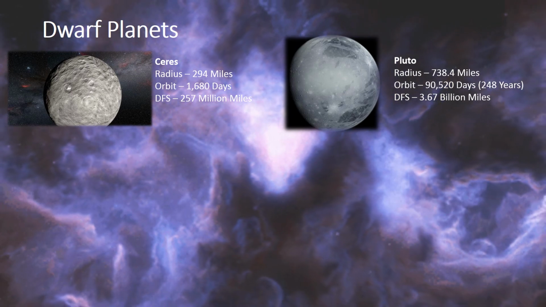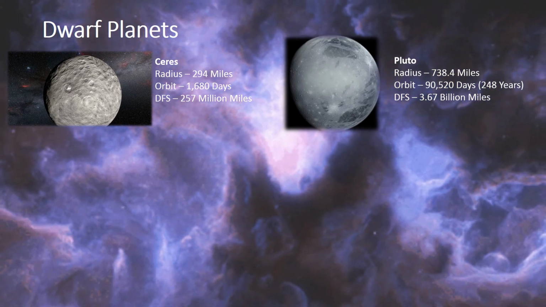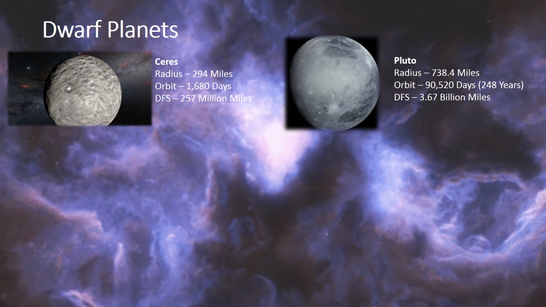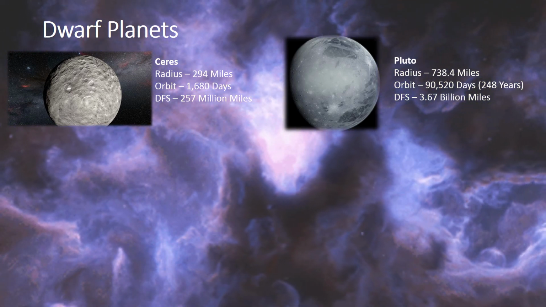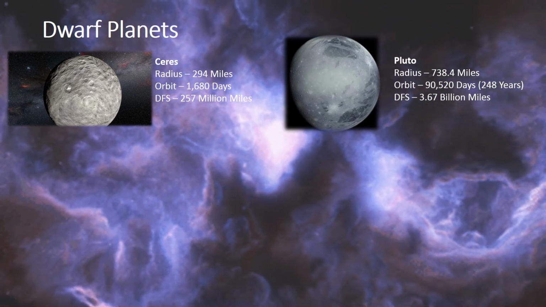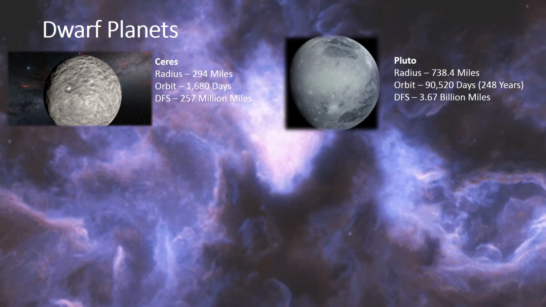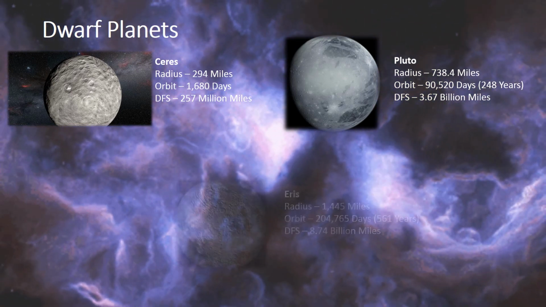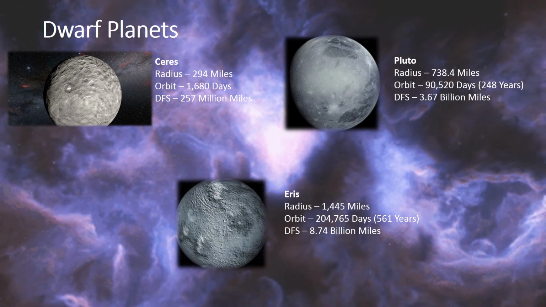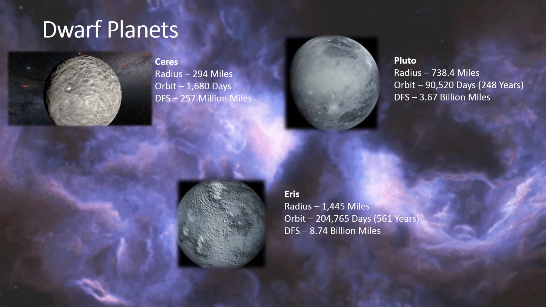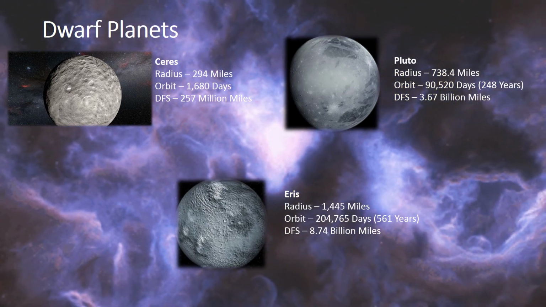But Pluto is 3.67 billion miles away from our sun. It takes Pluto 248 Earth years to go around our sun. Astounding. And then Eris. Eris is one of the newer dwarf planets. Now, Eris is located past Pluto, much further past Pluto.